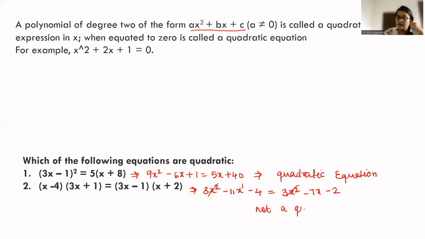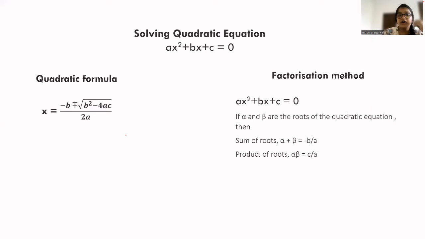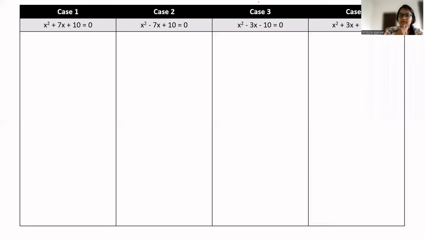So whenever an equation has a highest degree of 2, that particular equation is called a quadratic equation. To solve the quadratic equation, there are two techniques: quadratic formula and factorization method. In this video, we are going to concentrate on the factorization method, and we are going to talk about 4 different cases.